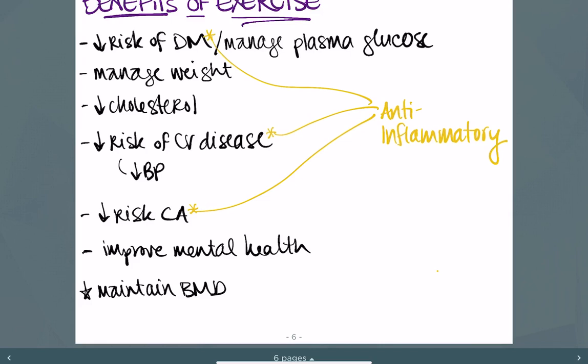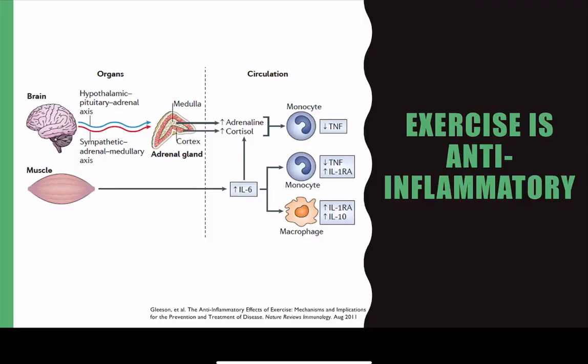And a lot of the data showing a relationship between the benefits of exercise and cancer is related to the types of cancer that have increased risk profiles when there's a high degree of inflammatory cytokines. So exercise is anti-inflammatory, and part of that can be seen in this figure. When you exercise, your brain sends a sympathetic signal out, and specifically the adrenal gland increases the release of epinephrine and cortisol.